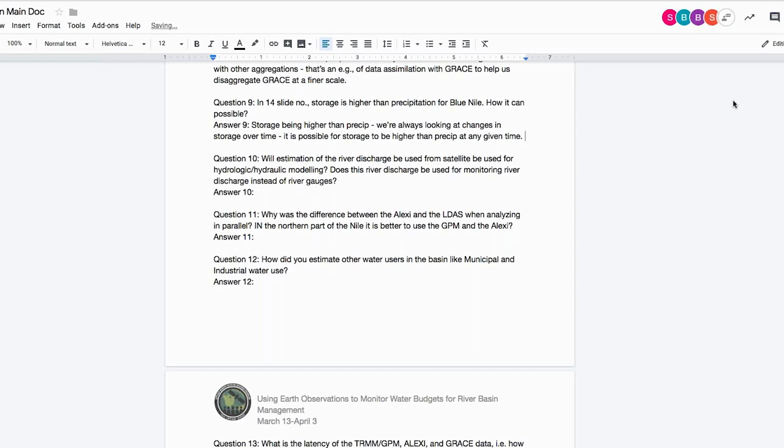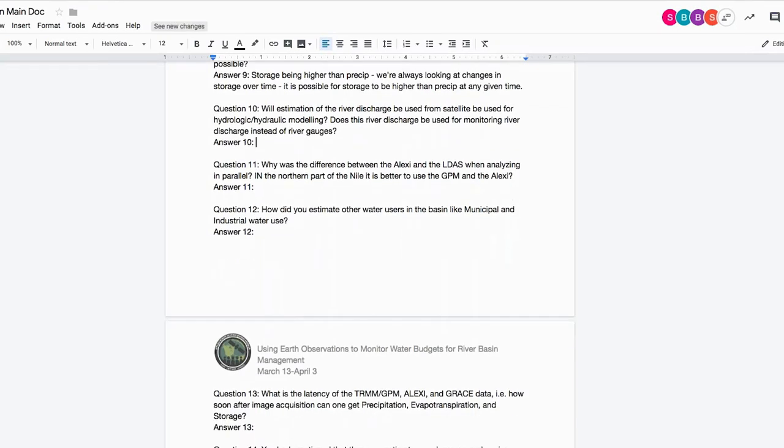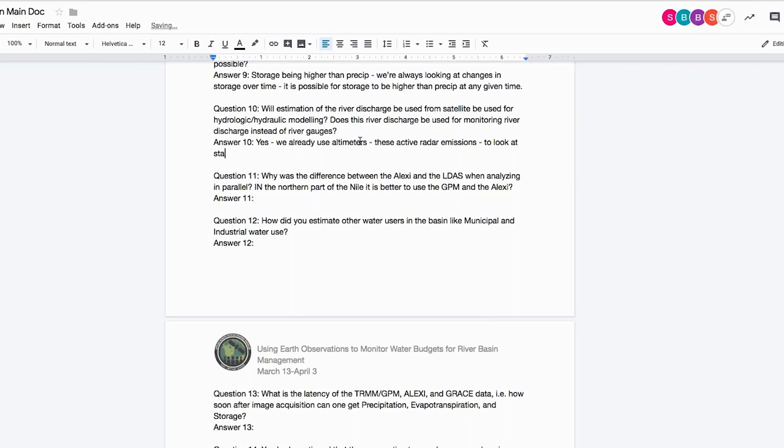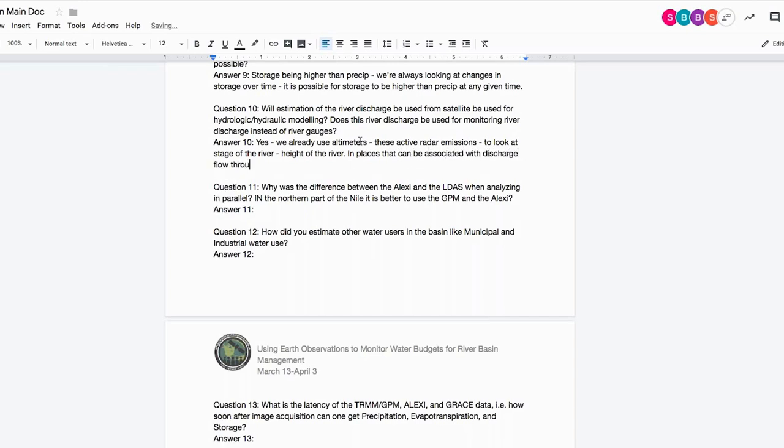All right, next question. Will estimation of the river discharge from satellite be used for hydrologic or hydraulic modeling? Could river discharge be used for monitoring instead of river gauges? So this is a question about satellite-based discharge estimates. And yes, we already use altimeters, these active radar emissions, to look at the stage of the river, the height of the river. And in places where that can be associated with discharge flow through a rating curve, you can have these synthetic gauge stations, where every time there's an overpass of a satellite, you get a flow estimate.